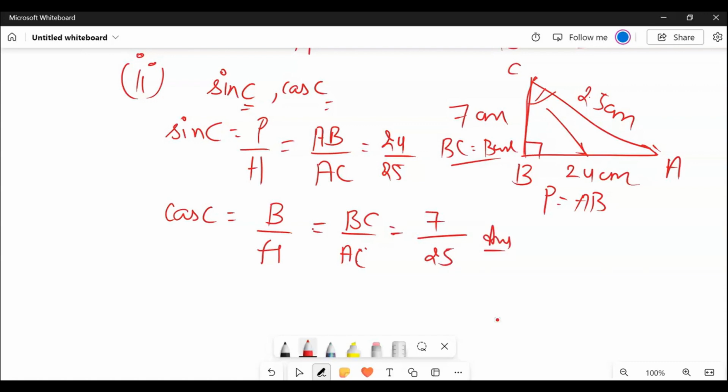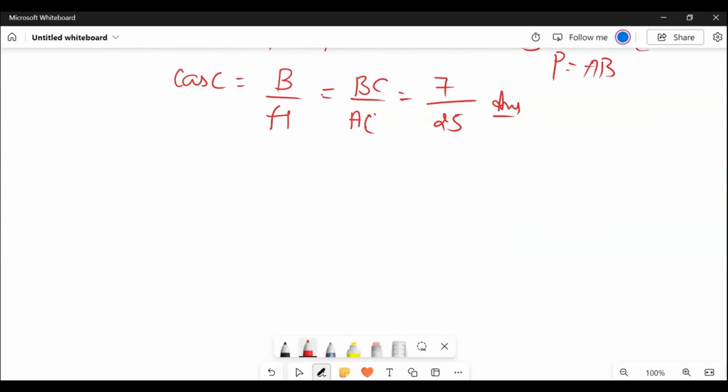So after just turning the angle from A to C, the ratios also convert. Like sin C was before cos A and cos C was before sin A. So it's like that, converse of angles.